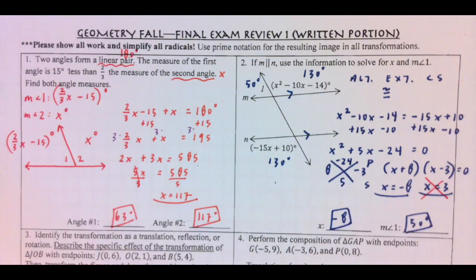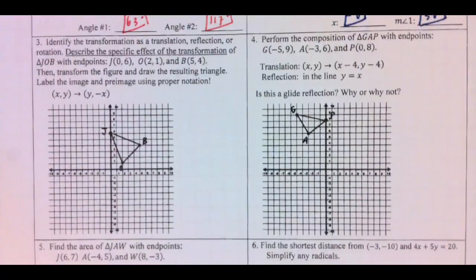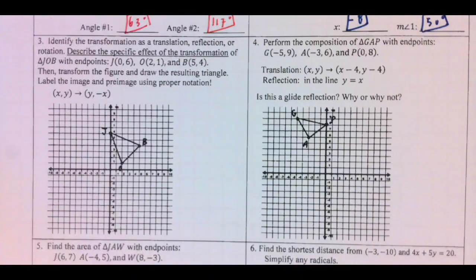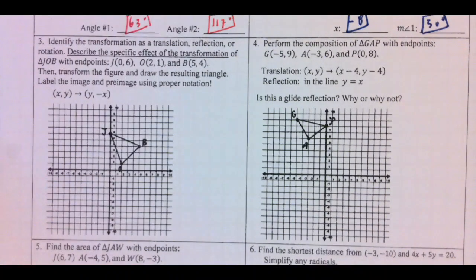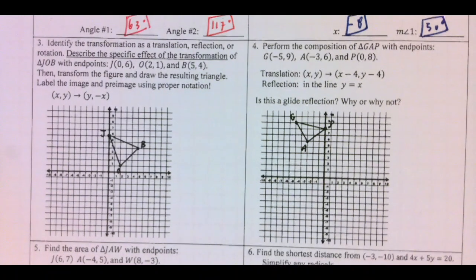All right, next skill right here. All right, so here I'm saying, let's identify the transformation as a translation, reflection, or rotation. Describe the specific effect of the transformation. Here are the endpoints of the triangle. Then transform it, draw the resulting triangle, label the image and pre-image using proper notation.